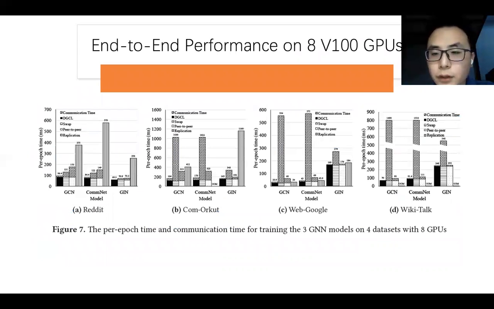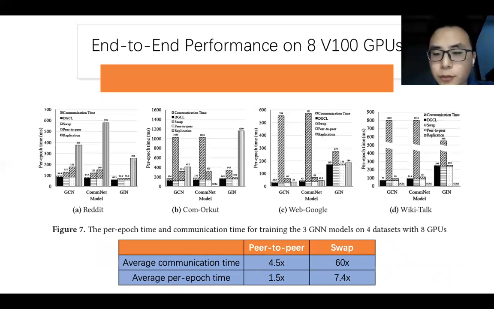We first compare the end-to-end performance of training GNNs on different datasets. In each group of the figure, we provide the performance of DGCL, swap, peer-to-peer, and replication baselines. In each bar, the bottom part is the computation time and the upper bar is the communication overhead. From the figure, we can see that DGCL has significantly shorter communication time than the peer-to-peer and swap baselines. Averaged across all graphs and models, the communication time of peer-to-peer is up to 4.5 times that of DGCL, and swap is up to 60 times that of DGCL.